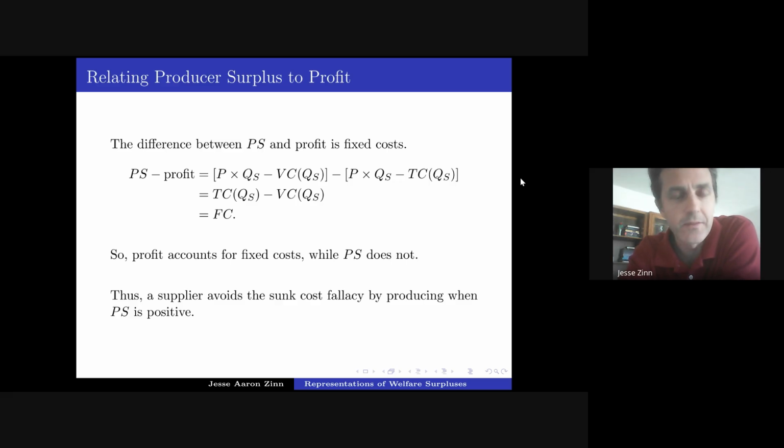So if they're maximizing profit, then they're maximizing producer surplus. And then the other thing is that we can relate it to the sunk cost fallacy by saying, well, if they're trying to maximize producer surplus, then they're ignoring fixed costs, right? So that illustrates how, when we assume that firms are profit maximizing or producer surplus maximizing, it's going to be the same behavior. They're implicitly ignoring sunk costs and avoiding the sunk cost fallacy.